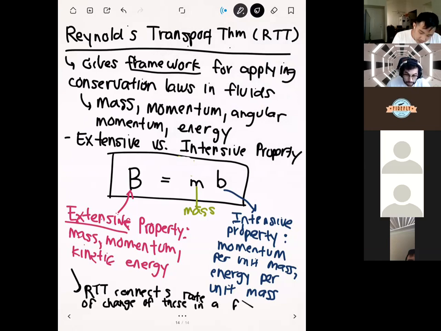In a fluid. Okay. And so, even though these two things, they're obviously connected to each other, like density and mass, oftentimes we don't consider their rates of change together. So what Reynolds transport theorem will let us do is be able to connect the rates of change of an extensive property and the corresponding intensive property.